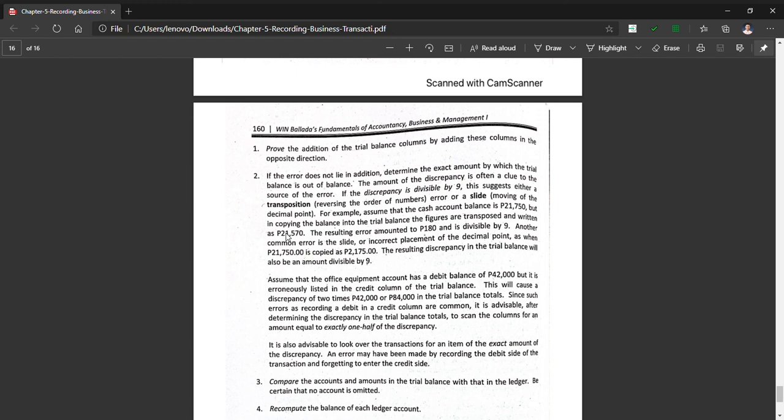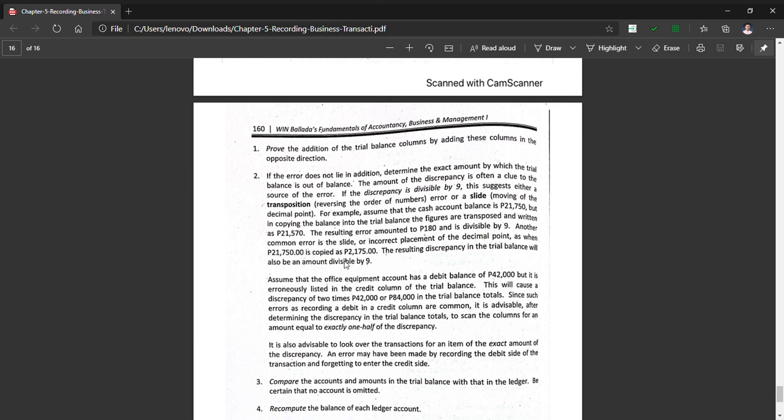While a sliding error is when the decimal point is wrong, right? So, an example of a sliding error is 21,750 recorded as 2,175. If you can see, only our decimal point is wrong. Or we just missed a 0. Right? So these two errors are the ones where the difference is divisible by 9.